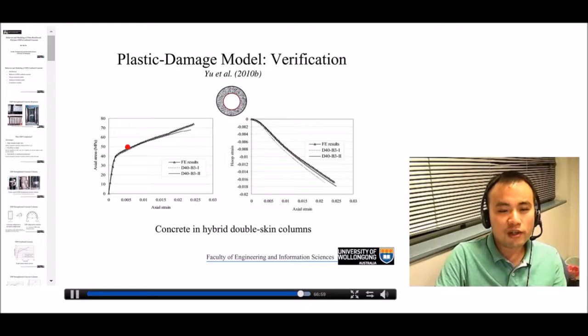And this is the performance of our model for concrete in this column. This is the so-called double skin column with an FRP tube outside and a steel tube inside. So you can imagine this annular concrete section is under different confining pressures from the outer FRP tube and the inner steel tube, so that the confining pressure is non-uniform across the radius. For this kind of non-uniformly confined concrete, with all these modifications to the plastic damage model, we can now predict very well both the axial stress-strain curve and the lateral strain.